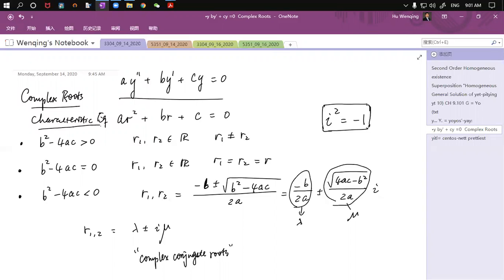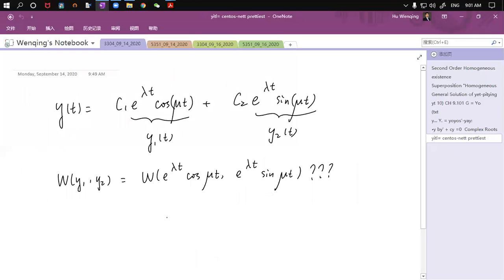They have a common real part, minus b over 2a, and a common complex part, square root of 4ac minus b squared divided by 2a. So the solution looks like lambda plus minus i times mu. That's complex conjugate roots. Now in the complex conjugate case, we've been talking about the Wronskians and fundamental solutions.